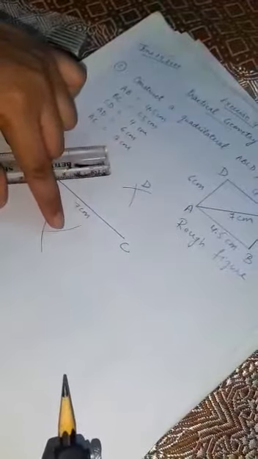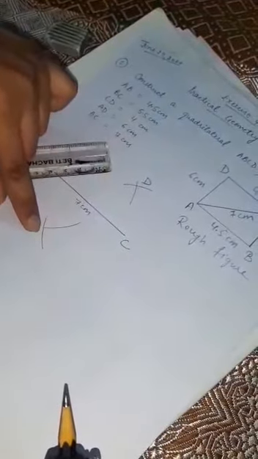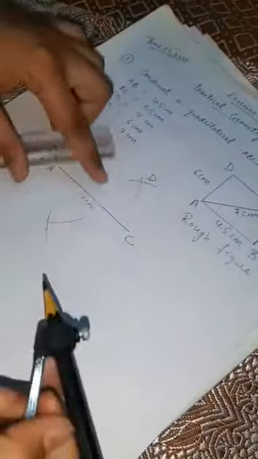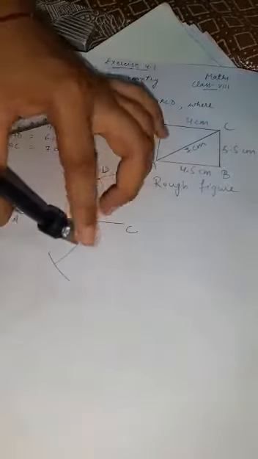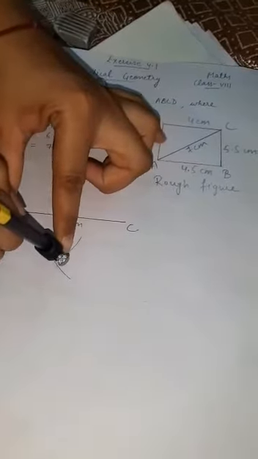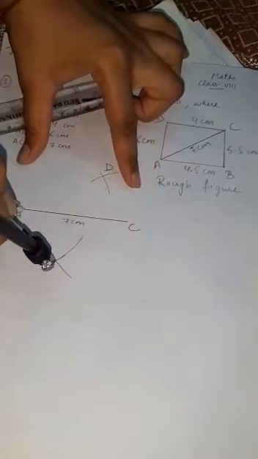Okay, now see, my previous arc is just touching this arc, it is not completely intersecting. So you can produce your arc like this, if your arcs are not intersecting completely. Now this point is B.